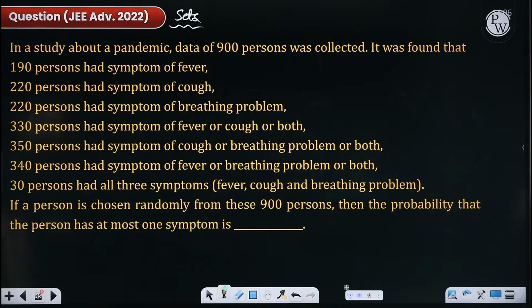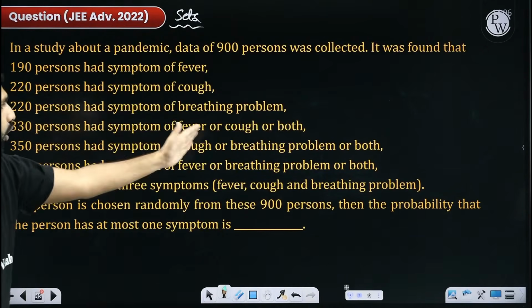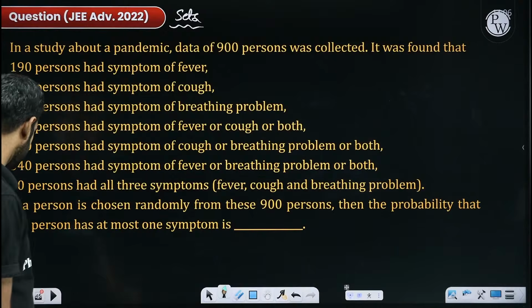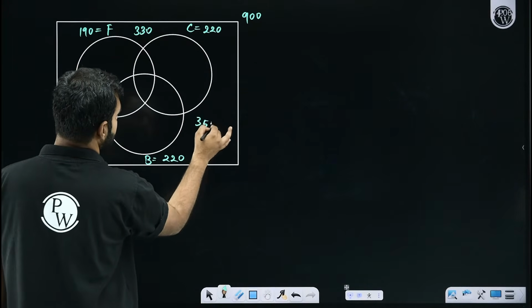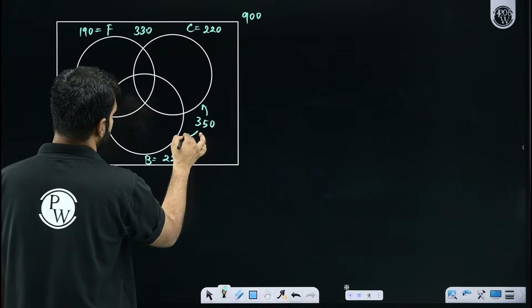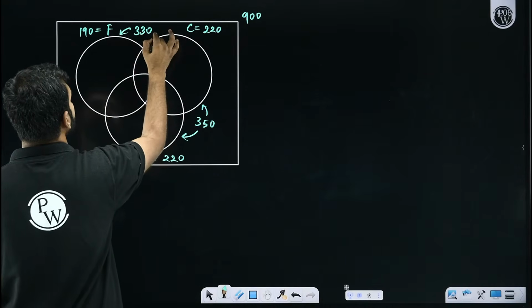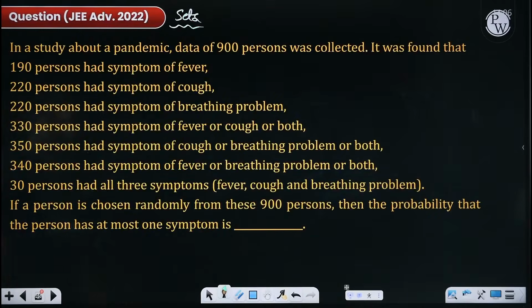Then 350 is cough or breathing. Cough or breathing means this. So this data is taken by 350 people, this and this both. This 350 is taken by this and this circle. I hope it's not confusing anymore.